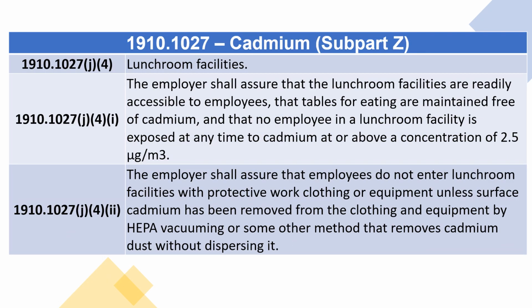1910.1027(j)(4) Lunchroom facilities. 1910.1027(j)(4)(i) through (ii): The employer shall assure that the lunchroom facilities are readily accessible to employees, that tables for eating are maintained free of cadmium, and that no employee in a lunchroom facility is exposed at any time to cadmium at or above a concentration of 2.5 micrograms per cubic meter. The employer shall assure that employees do not enter lunchroom facilities with protective work clothing or equipment unless surface cadmium has been removed from the clothing and equipment by HEPA vacuuming or some other method that removes cadmium dust without dispersing it.